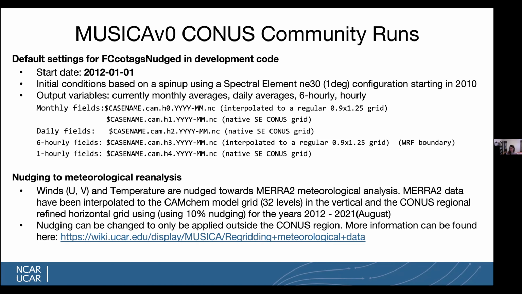We'll talk a little bit about the nudging. How much do we actually nudge the model towards those data? Right now we're using 10%, because that was identified to be the most optimal way to do that without introducing too many errors. And there's more about nudging, or if you need to change something, you can look at this wiki page that is listed down here.